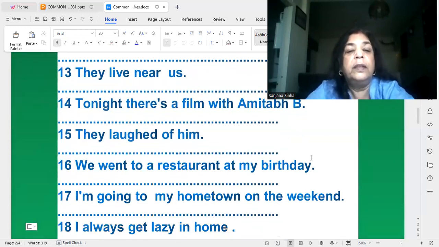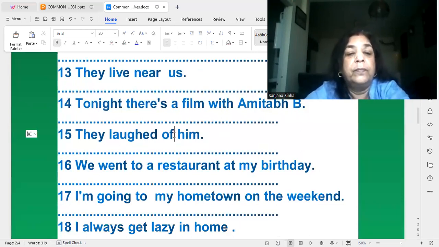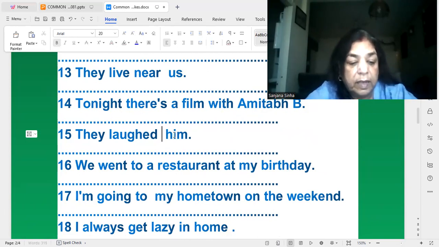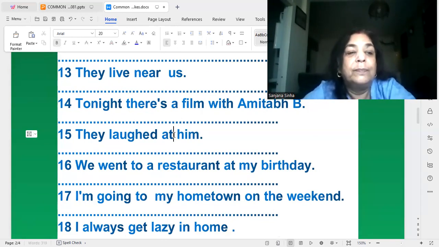Number 15. New learners in English make mistakes mostly on verbs and prepositions. They laughed off him. Can you guess the word? They laughed at him. They laughed at him. Kisi pe hasna to nahi chahiye, but then sometimes it happens. People laugh at other people, which is really wrong. So, they laughed at him.